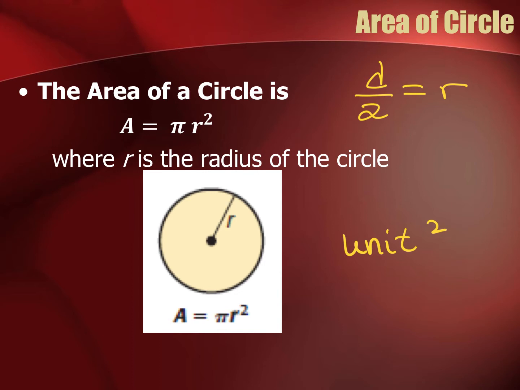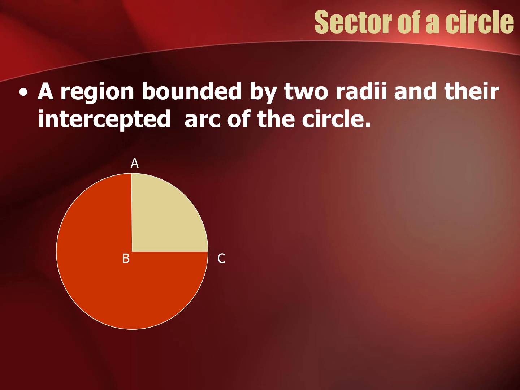Next, we're going to define what a sector of a circle is, and then we'll see what the formula is, and then we'll do examples. Next, let's define what the sector of a circle is. So a sector of a circle is the region bounded by 2 radii and their intercepted arc of the circle. So what it's talking about is just a portion of the circle.